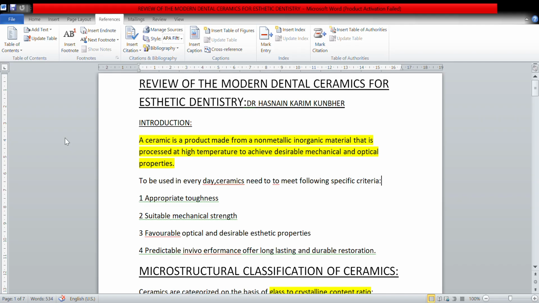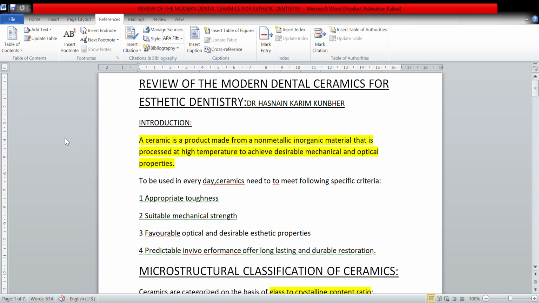There are four types of material that we use in our daily practice to reconstruct any broken down tooth. These materials include dental composites, amalgam, PFM crowns, and all metal crowns. Among these materials, dental ceramic is considered to be superior from the aesthetic point of view. So how were they discovered?